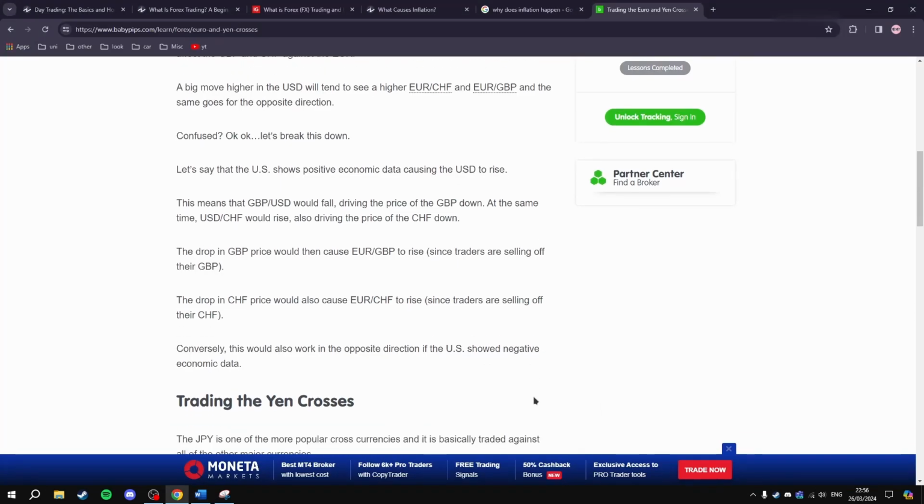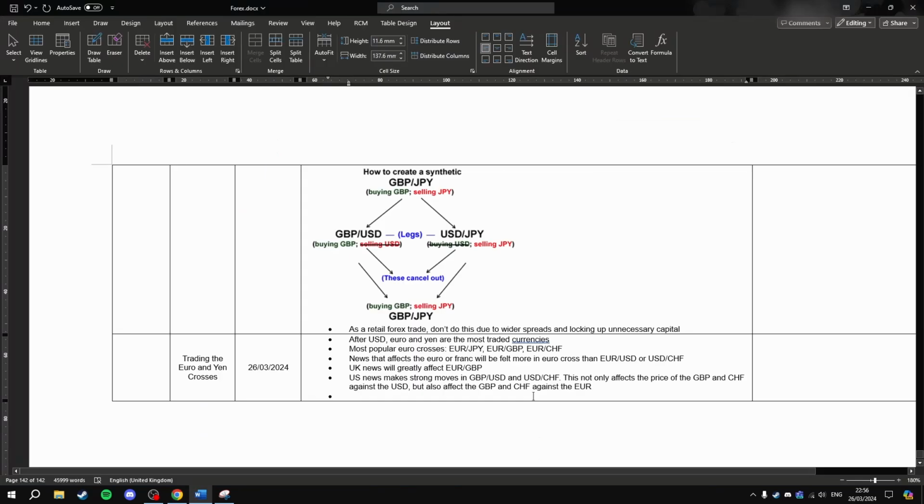A big move higher in the USD will tend to see a higher EUR/CHF and EUR/GBP, and the same goes for the opposite direction.